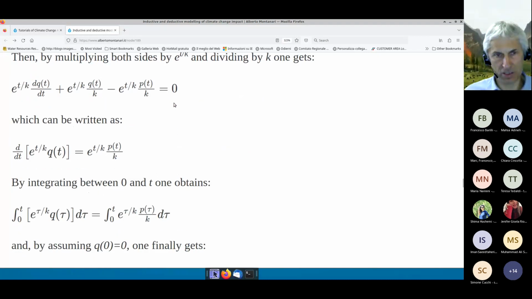Because this relationship you can see above on the screen can be written in this simple way, because we recognize that the first two terms in the above equation are nothing else than the derivative with respect to time of the product between e to the power of t over k and qt. You see that if you take the derivative of this product, you get the first two addends of the above equation. And then we bring to the right-hand side the term related to rainfall. Good. At this stage, we can integrate.